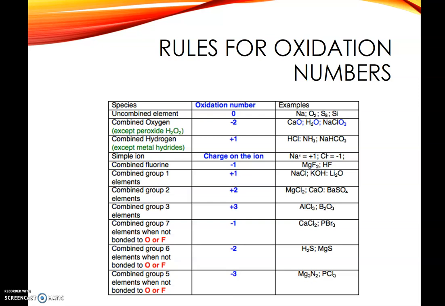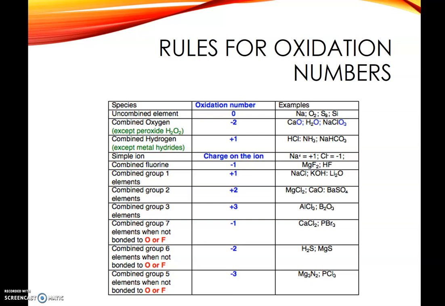And then we've got some different rules here. Group 1 elements, when they're combined, always +1. Group 2 elements, always +2. Group 3 elements, when they're combined to something else, always +3. Groups 7, 6, and 5 depend on whether they're in simple binary compounds, so there are just two elements, such as calcium chloride, phosphorus tribromide. If they're simple binary compounds, then they'll have an oxidation state of -1. If oxygen or fluorine is also involved in the bonding, then you've got to work out the oxidation state.